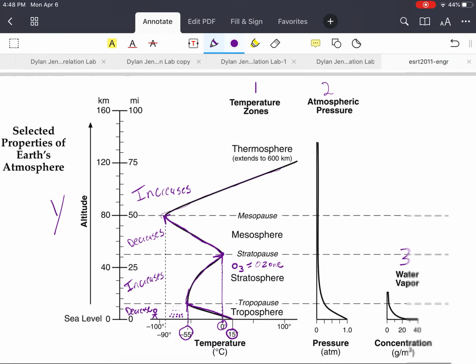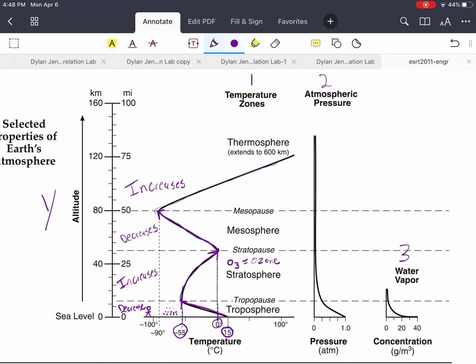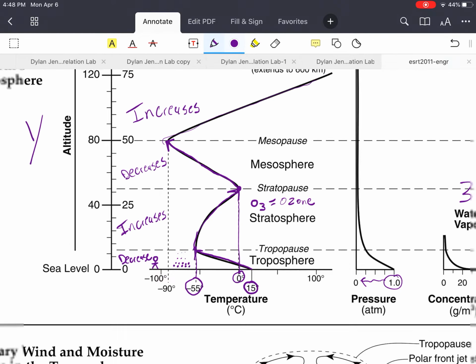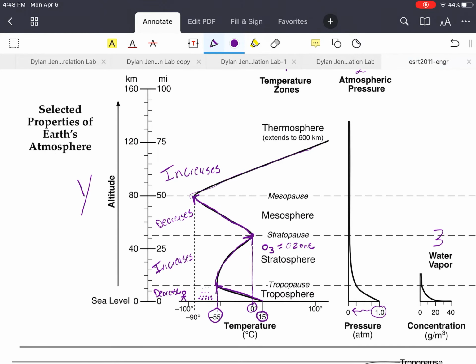All right, moving on to atmospheric pressure. At the bottom or at sea level, you have a pressure of 1. That means that there's 1 atmosphere on top of you. As you go up in altitude or increase in altitude, your pressure will go down, not all the way to 0, but to very low amounts of atmosphere on top of you. So as you go up in altitude, the pressure will get lower.